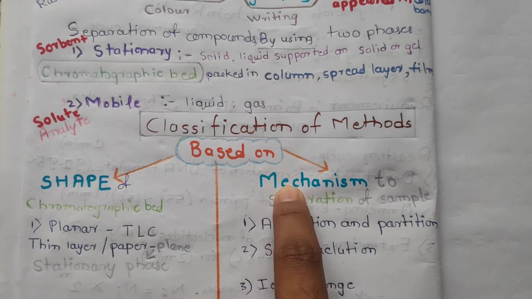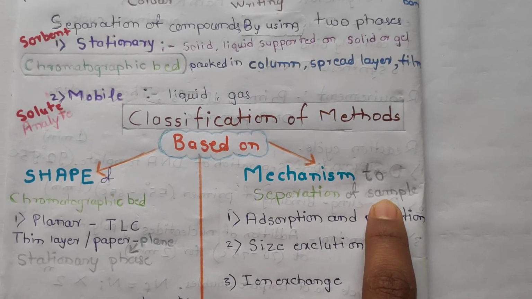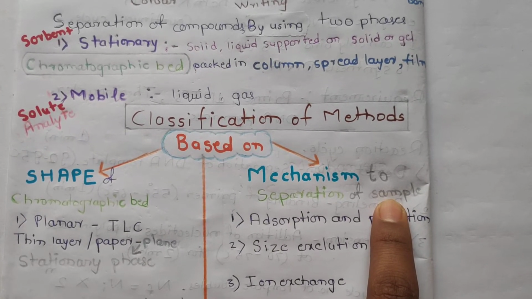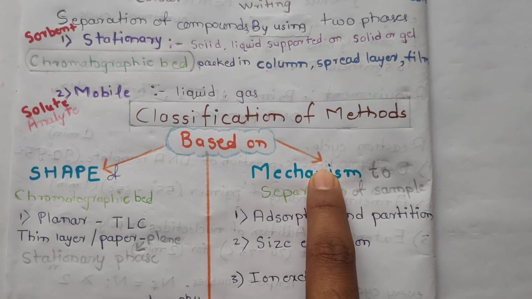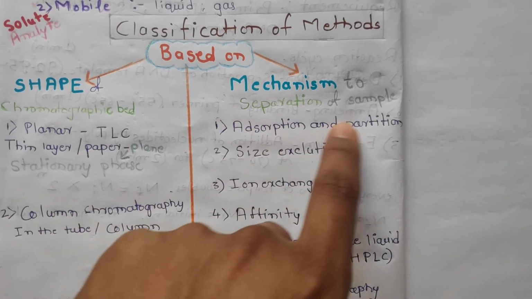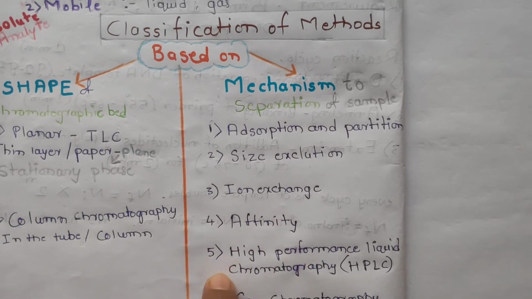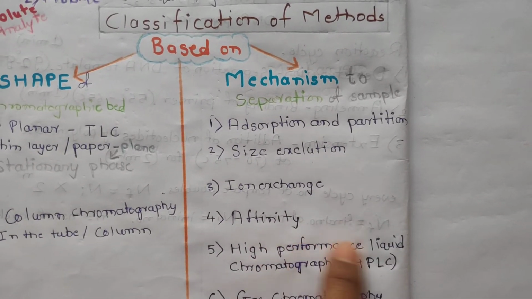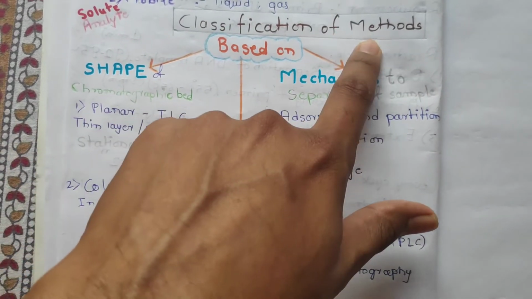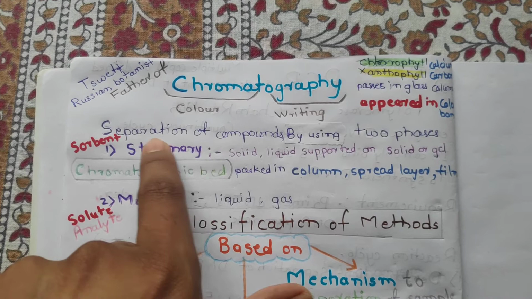The third type is the mechanism of separation of the sample. When we take a mixture or sample, there is a mechanism to separate it. Depending on this mechanism, there are six types. First is adsorption and partition, second is size exclusion, third is ion exchange, fourth is affinity, fifth is HPLC, high performance liquid chromatography, sixth is gas chromatography.